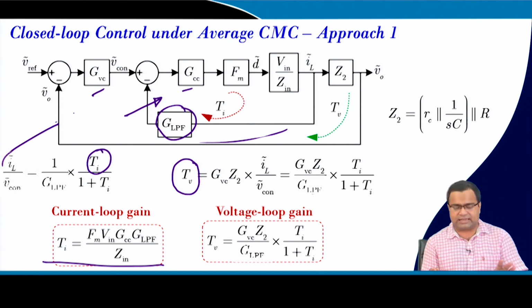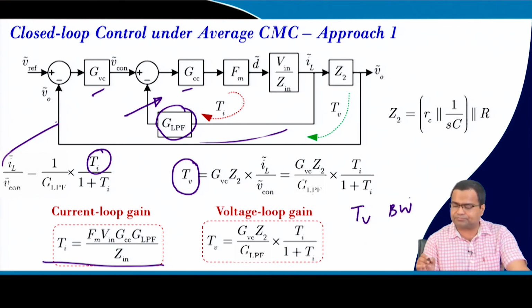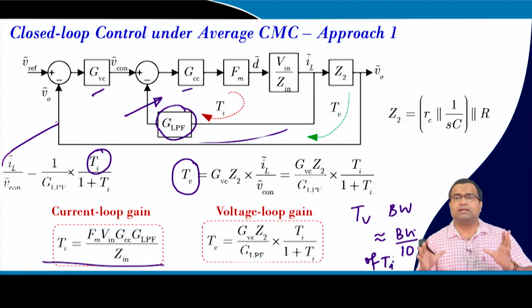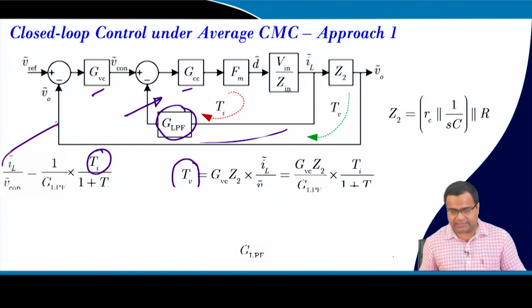That means, we generally set the outer loop TV bandwidth at nearly 1/10 of Ti, that means 1/10 bandwidth, so that it is perfectly stable. And we have already discussed the loop interaction, many things can happen. So, you have to make sure of a stable design.